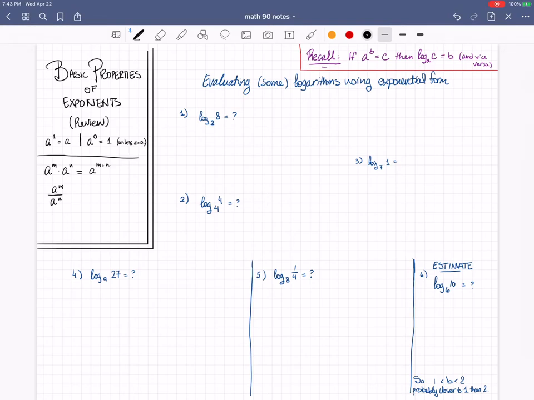The second property has to do with division. So a to the power m divided by a to the power n can be consolidated into a single power of a where the exponents subtract. And then the last property is if you have a power of a and that's being raised to another power. So what happens in that instance is that the powers multiply.